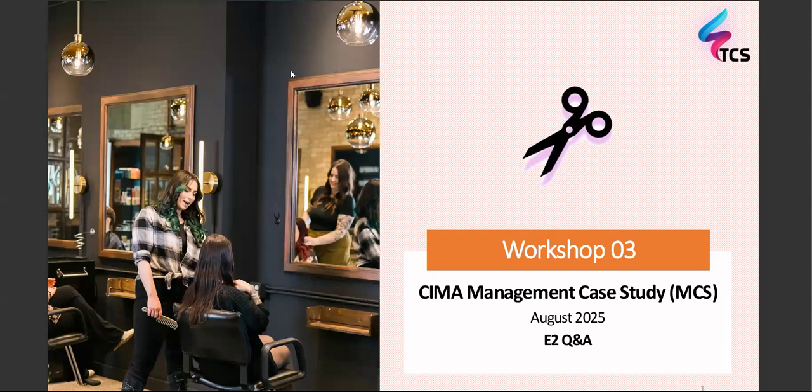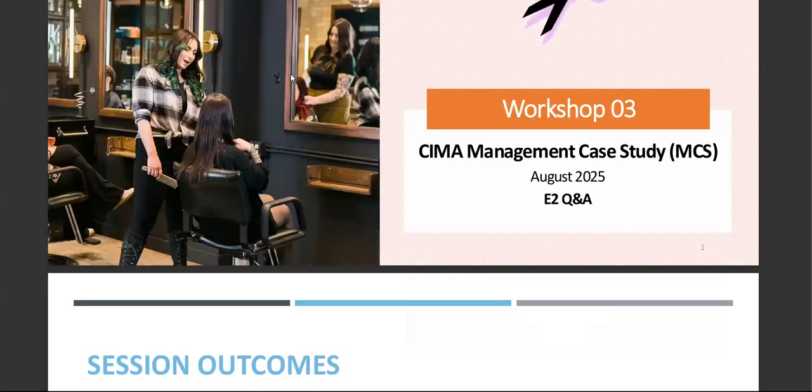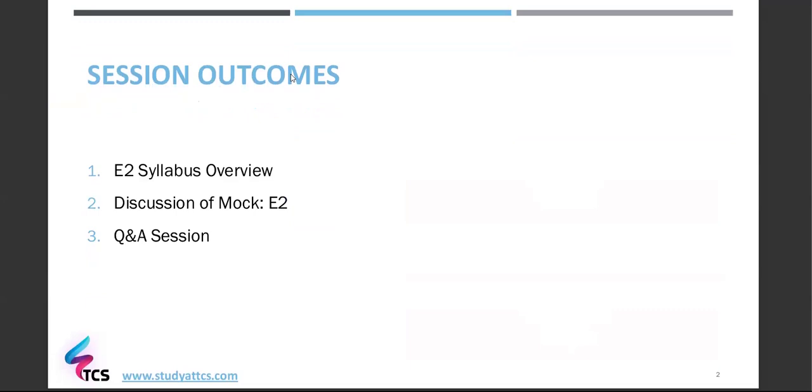This workshop is focused on the E2 related syllabus areas, and as the session outcomes, we will firstly take you through the syllabus overview for E2. This will be followed by a discussion of a mock exam task relating to E2 syllabus area. And of course, this will be a workshop where you will have the opportunity to raise any questions you have pertaining to E2 related syllabus areas, as well as any other questions pertaining to MCS.